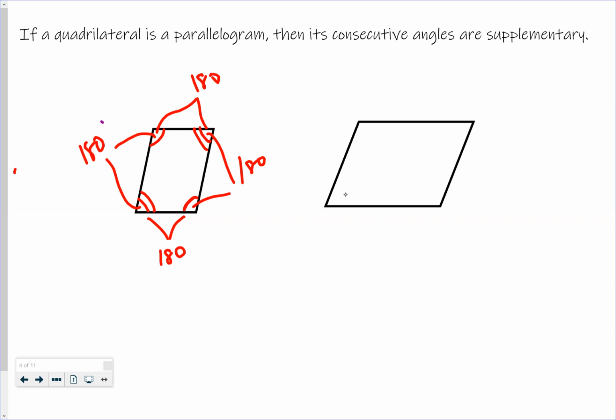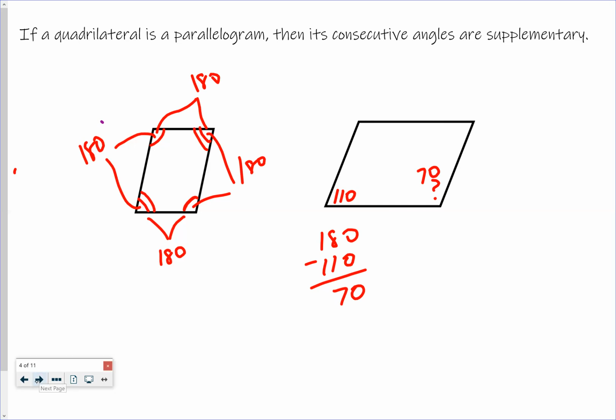So over here, let's say this is 110. Well, what does this have to be? I know they're consecutive angles, so they have to add up to 180. So I do 180, take away 110, and it would be 70. So this one would have to be 70. And then that can also help you to find the other missing angles that we have there.